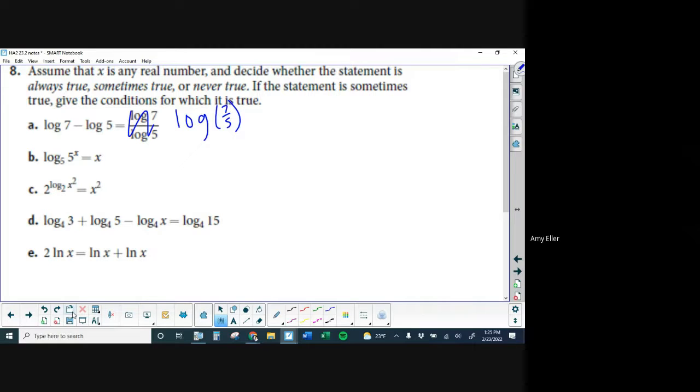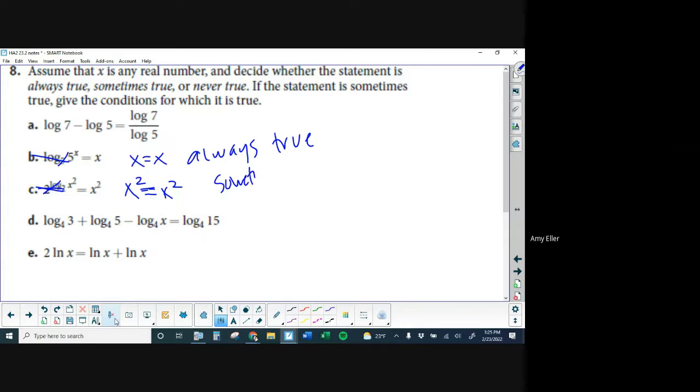B, log of base 5 and exponent of base 5 are inverses, so those cancel out and you get x equals x. So that is always true. Now C, exponent base 2, log of base 2, inverses, that cancels out. I get x squared equals x squared. So why, if this is always true, why did the same logic make this one sometimes?